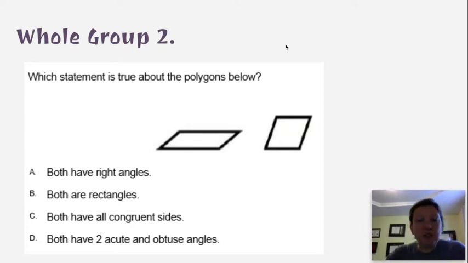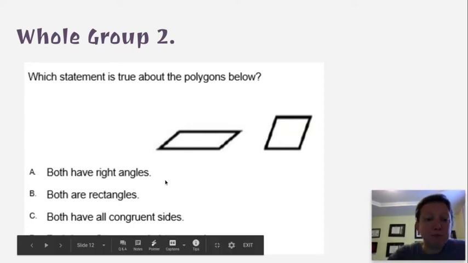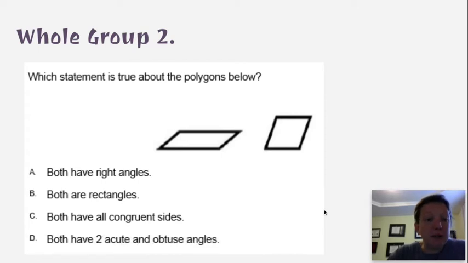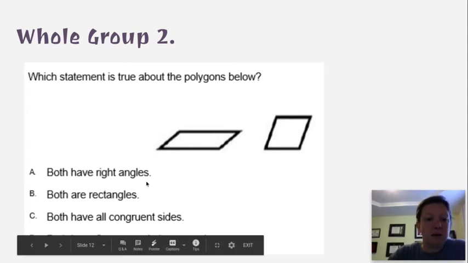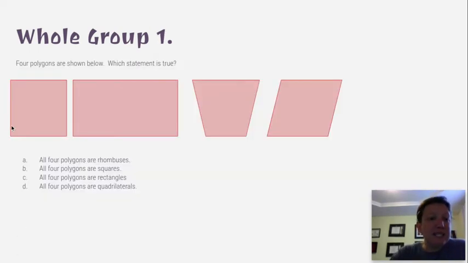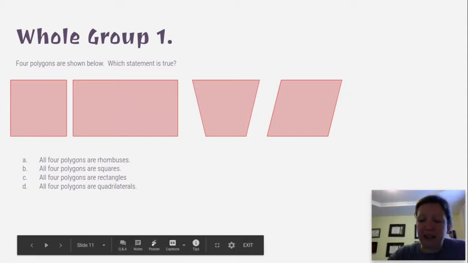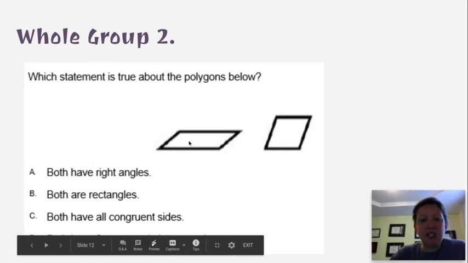Which statement is true about the polygons below? Both have right angles. Both are rectangles. Both have all congruent sides, and both have 2 acute and 2 obtuse angles. So let's look. Both have right angles. Let's go back to this one. This is a right angle, what we call a square angle, because the 2 sides come together and kind of make a square. That's a right angle. Do either of these show that right angle?